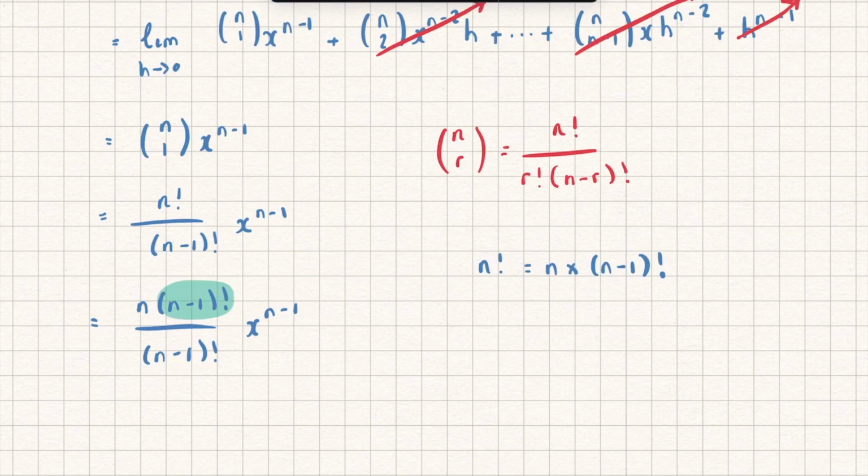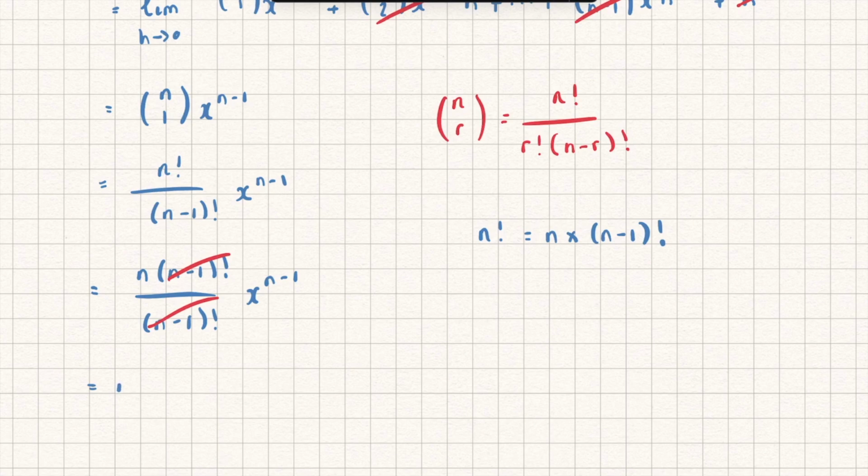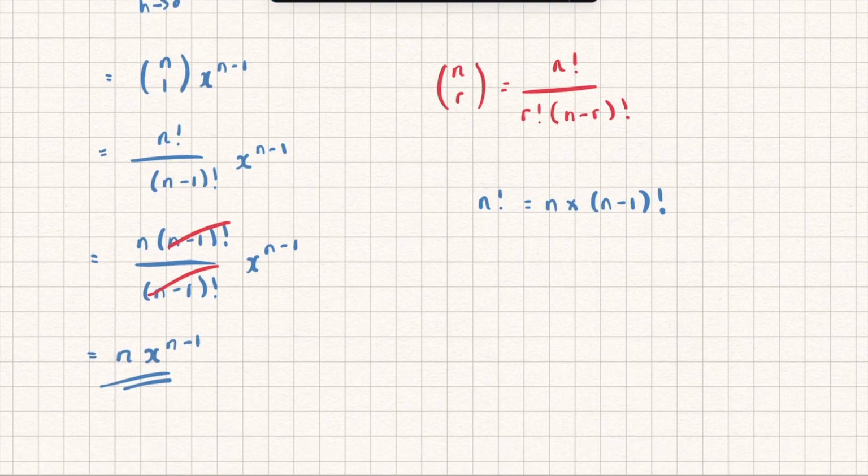And hopefully you can see these n minus 1 factorials on the numerator and denominator will cancel out and just leave us with n multiplied by x to the power of n minus 1. And you can see we've completed that proof.